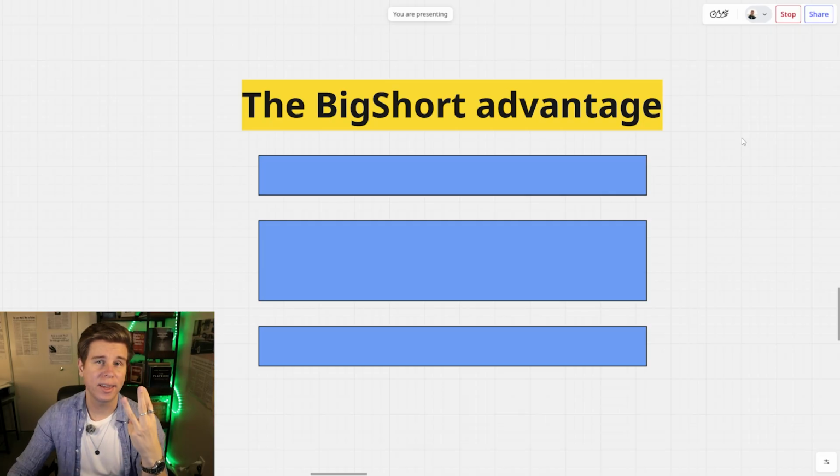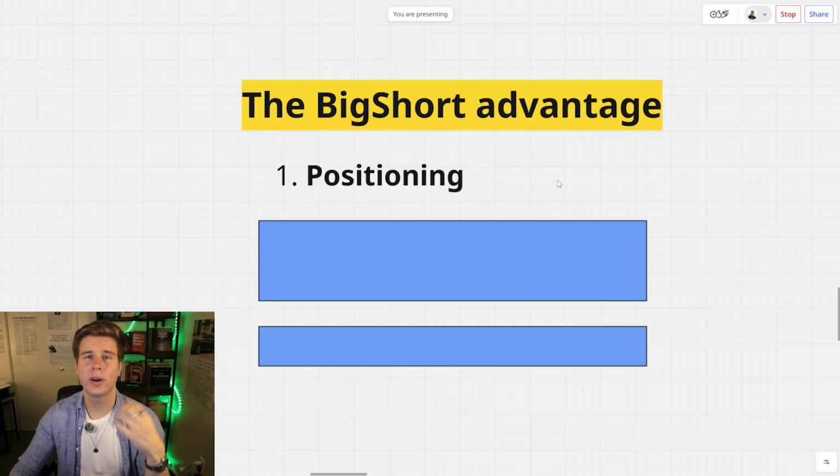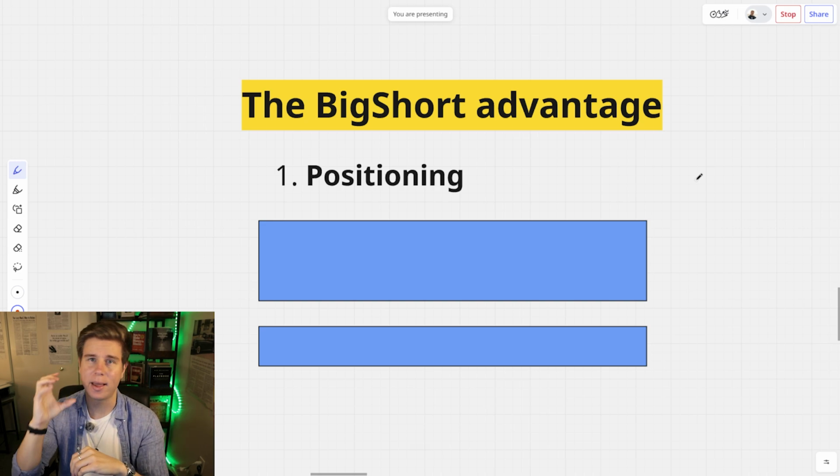There are 3 key things that give you an advantage when you're using BigShort. The first one is positioning or inventory. Now, you might have used order flow tools before, or you at least know what they are, right? They show you where certain transactions happen and how big those transactions were. And that certainly can be helpful.